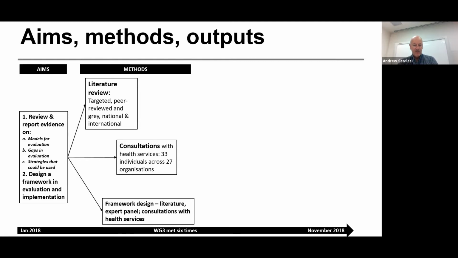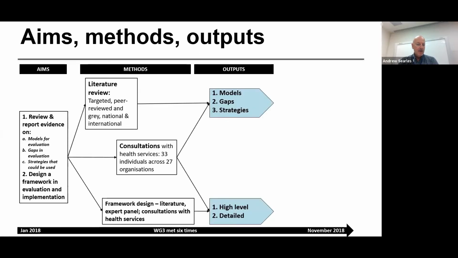And also at the same time, we embarked on a process of coming up with a framework to improve evaluation and implementation. That was designed with the help of our expert panel, and the members of that panel were on our very first slide, and they're all authors of our report, and they're all authors of this presentation. So in terms of the outputs from the literature review and the consultations, we identified models for evaluation, gaps in the evaluation of healthcare in Australia, but also some strategies to improve evaluation.